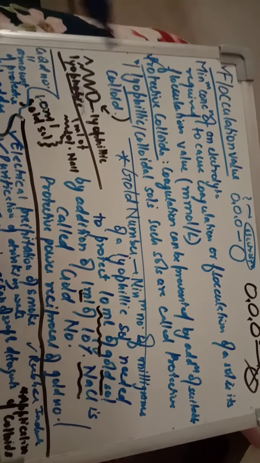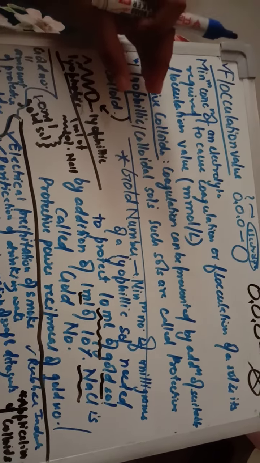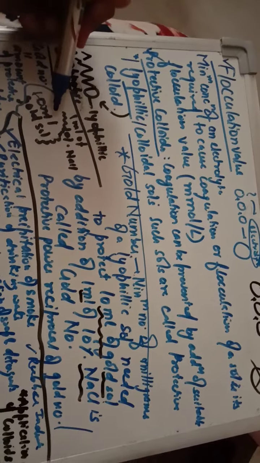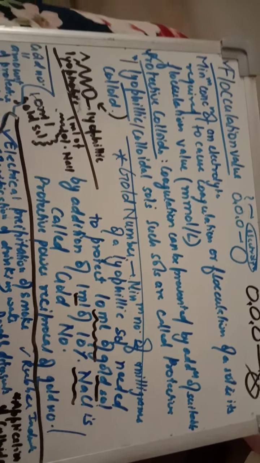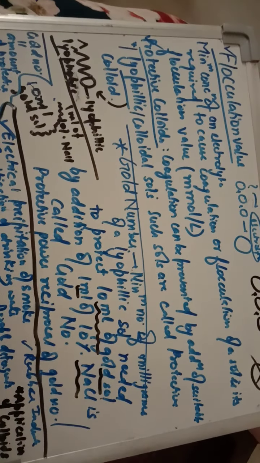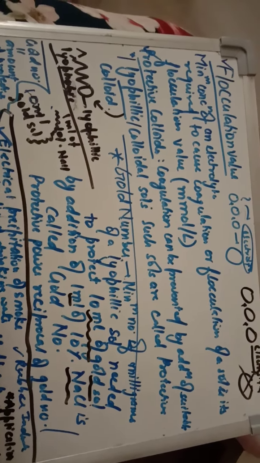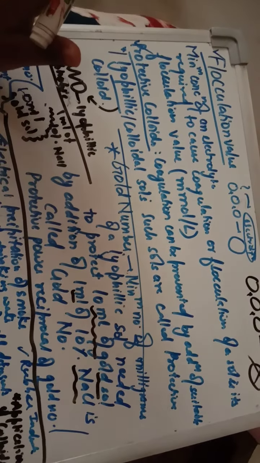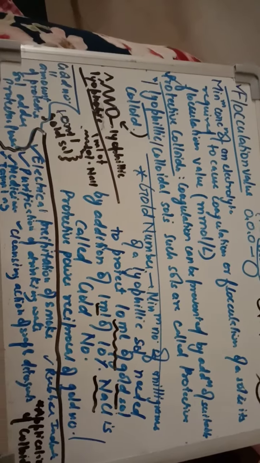So what is gold number? Gold number is the minimum number of milligrams of lyophilic sol which is needed to protect 10 ml of gold sol by addition of 1 ml of 10% NaCl. So to protect 10 ml of gold sol, I'm adding 1 ml of 10% NaCl. And protective power is the reciprocal of gold number.